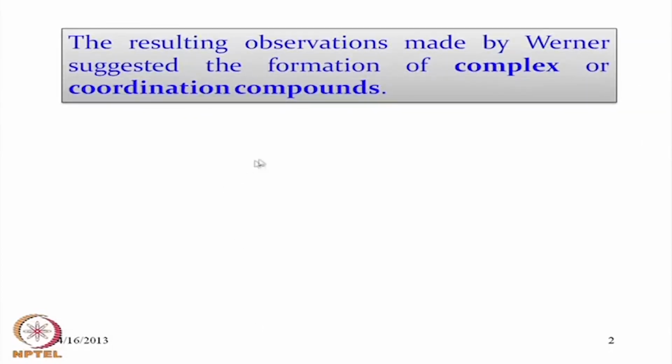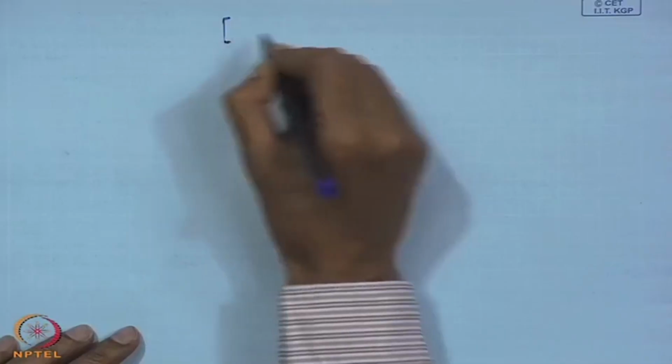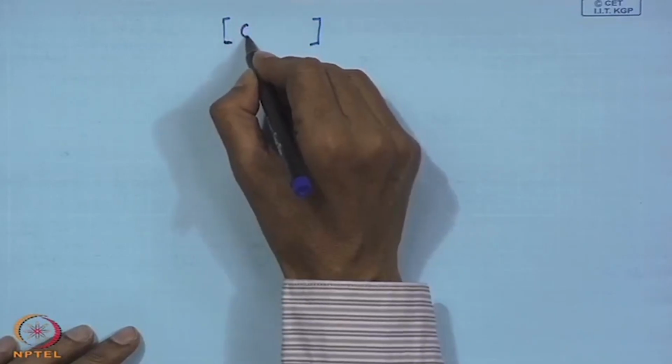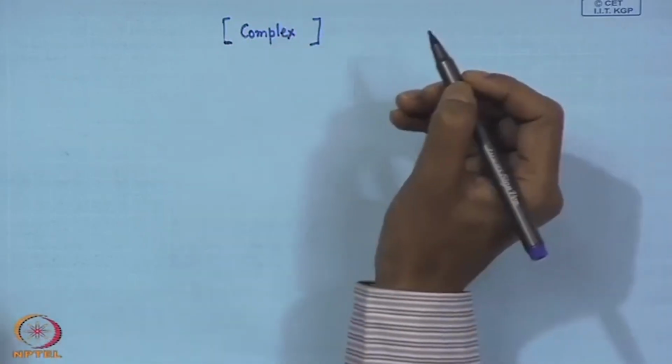So, what basically we are getting there: by this observation, Alfred Werner was compelled to suggest at that particular time that the formation of complex or coordination compounds had taken place. Whatever we are getting as the reaction product of cobalt chloride with ammonia is a new species forming over there, which he labeled as a complex.